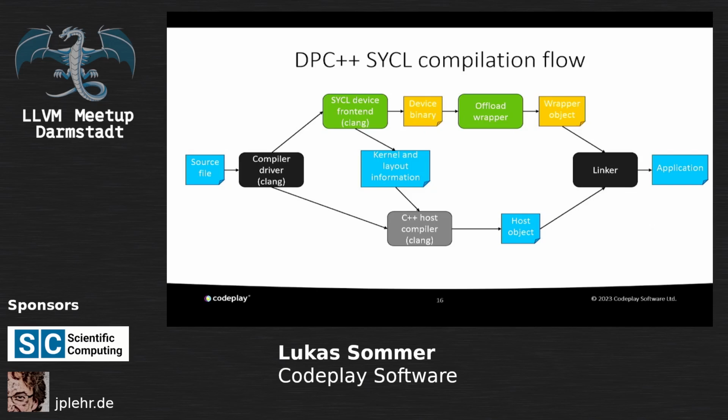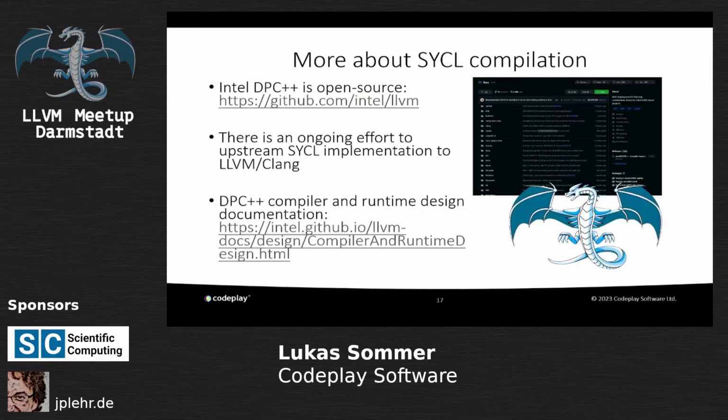Yeah, and that's all how you can use Clang and LLVM to compile SYCL, so not that complicated. I mean, there's a lot of complications in the details, of course, but unfortunately, I also won't be able to cover all of these today. So the good thing is DPC++ is open source, so you can simply go to github.com/intel/llvm and just look at the implementation if you want to. There's also some really nice documentation about the compiler and runtime design on this somewhat lengthy URL down here.